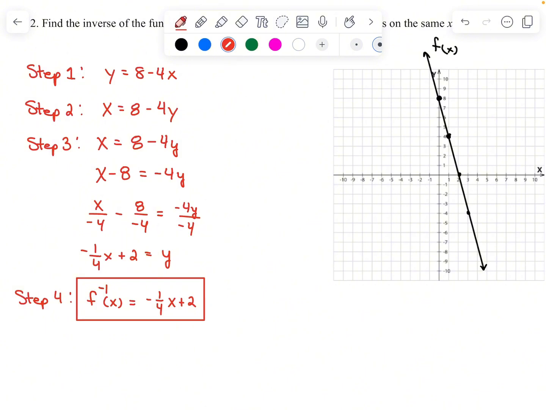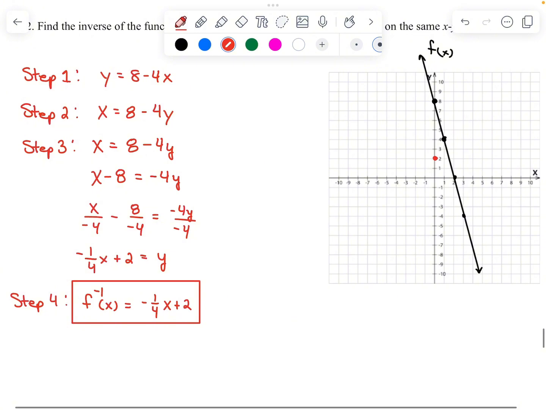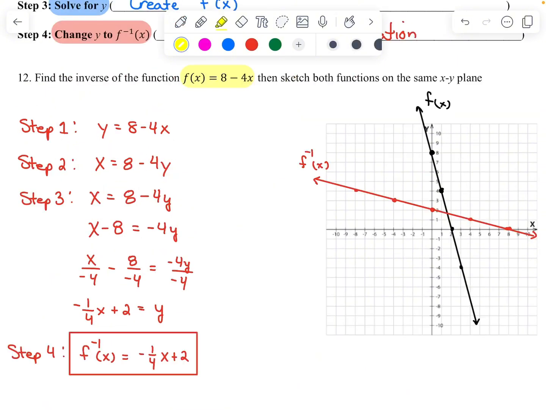All right, so now that we have the inverse of f, let's go ahead and graph it on the grid. So this function has a vertical intercept of (0, 2), and the slope is negative 1/4. So from here, we're going to go down 1 to the right 4, down 1 to the right 4. We can also go up 1 to the left, and then up 1 to the left. So now that we have the function and its inverse graphed on the same xy plane, we are done.